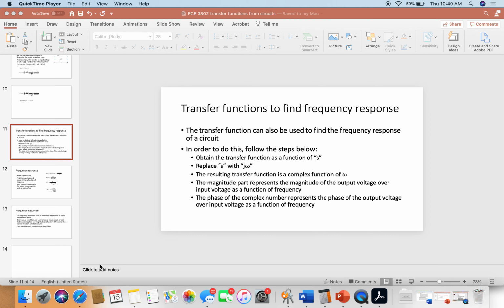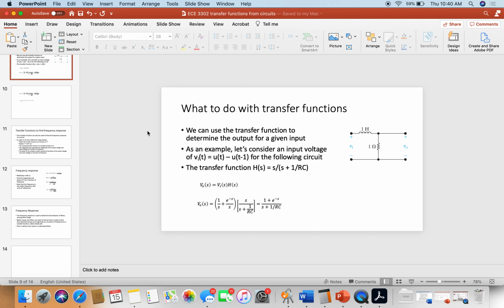One of the things we can do with a transfer function is use it to find a frequency response. So let's go back to the example that we worked at the end of video 7-1, where we said what to do with transfer functions. We said one thing we can do is determine the output for a given input. In this example, we selected an input, put it at the input end, transformed the circuit, and got a transfer function, obviously in a previous example.